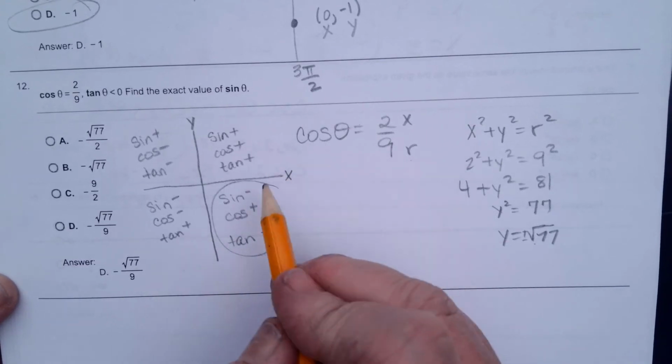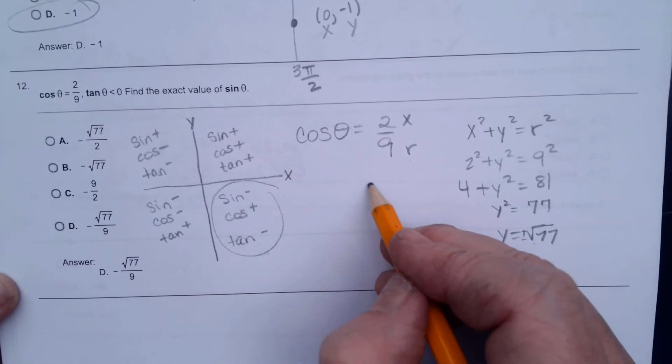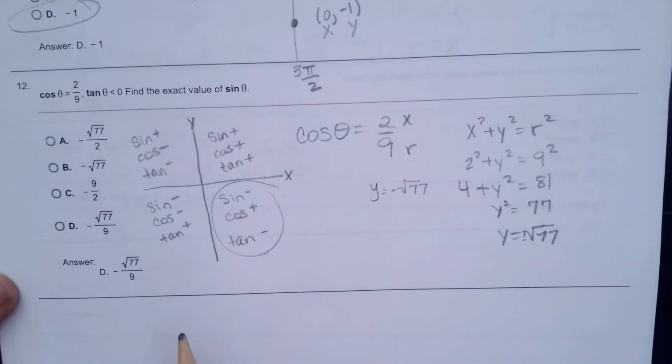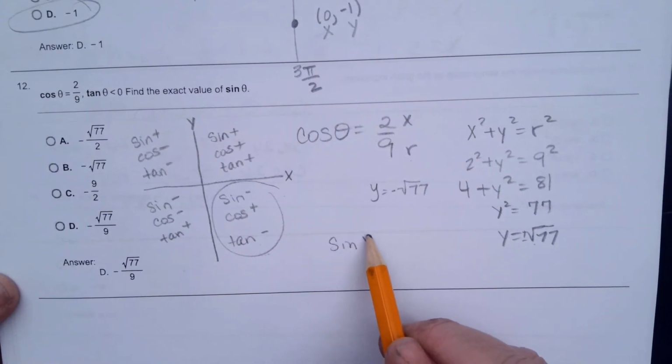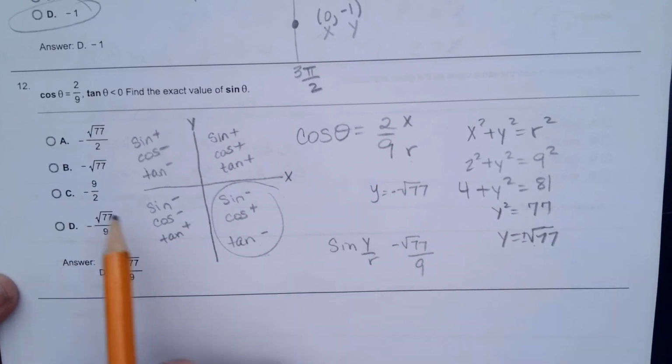So that tells me that the sine is negative. So y is going to be negative square root of 77. So we're asked to find the sine, and so sine is y over r, which is negative square root of 77 over 9.